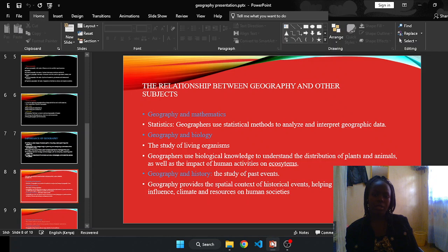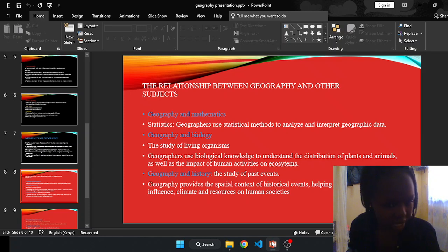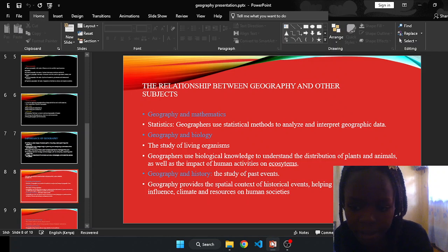History is the study of past events. It's the study of past things that happened before. Yeah, it's just things that happened. So, happened, it's a past tense. We have to know that. So, it's the study of past events. Geography provides the spatial context of historical events, helping us to identify the influence of climate and resources on human societies.